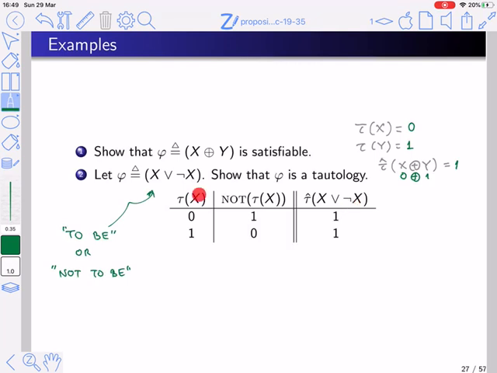Now, there are two truth assignments because x either attains the value 0 or the value 1. If x has value 0, then not of tau of x has value 1. If tau of x is 1, then not of tau of x is 0. In either case, the OR of 0 and 1 is 1, and the OR of 1 and 0 is 1, and therefore the formula x or not x is a tautology.